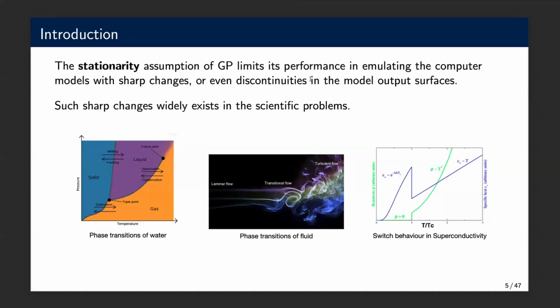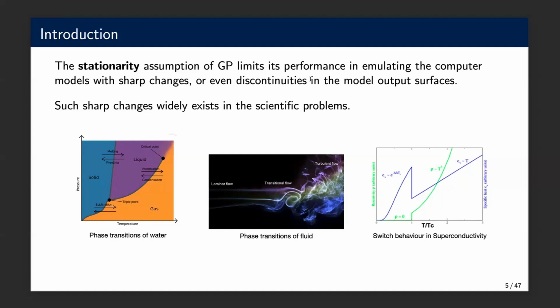But one important assumption of the Gaussian process is stationarity, which means they can only approximate functions that are very smooth, without any sharp changes or even discontinuities in the model output surface. However, such changes widely exist in scientific problems.